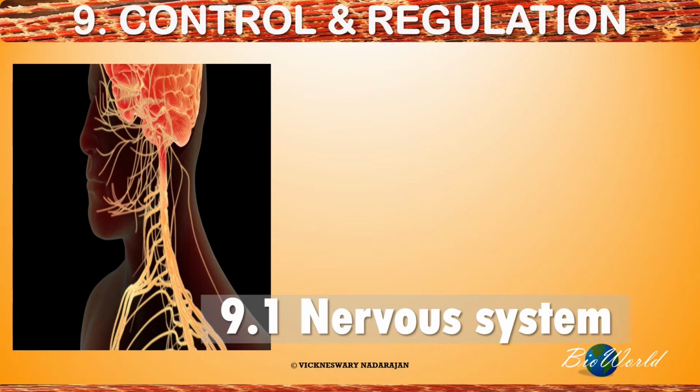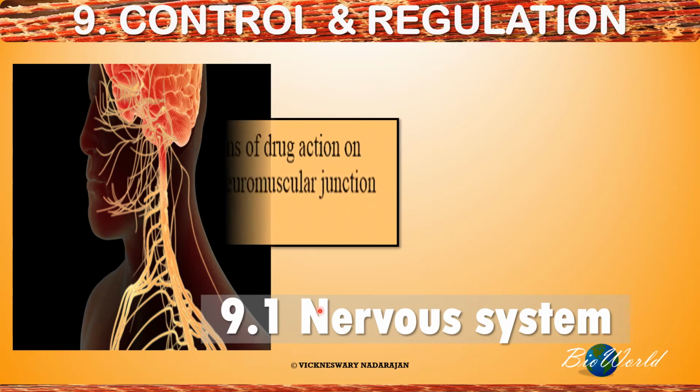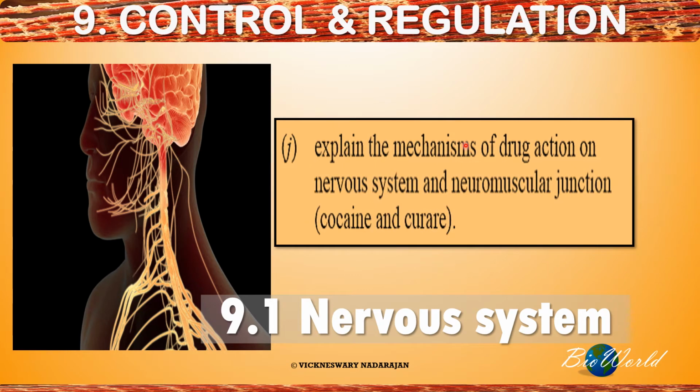Hello all. Today we are finally going to end 9.1 nervous system, where our final discussion will be on the mechanism of drug action. Examples of drugs that we will discuss are cocaine and curare.